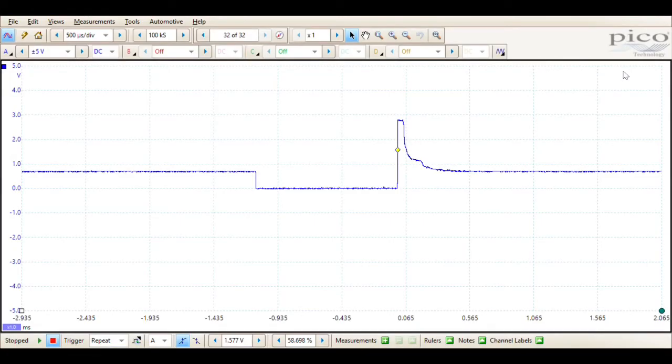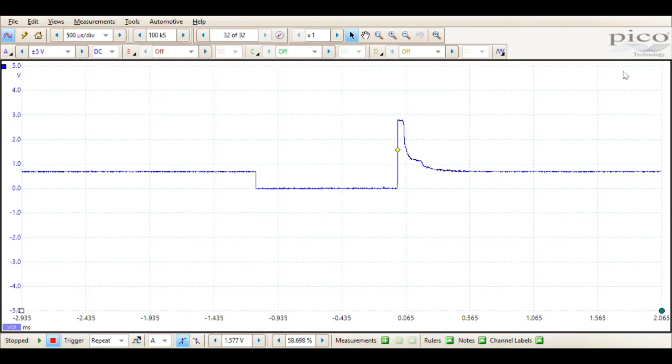Okay, so we are going to discuss what the differences are between duty cycle, pulse width, and frequency. And then we are going to use our Picoscope software to measure those three different things. So we're going to start with pulse width. Pulse width is how long something is on, or the amount of time something is commanded.